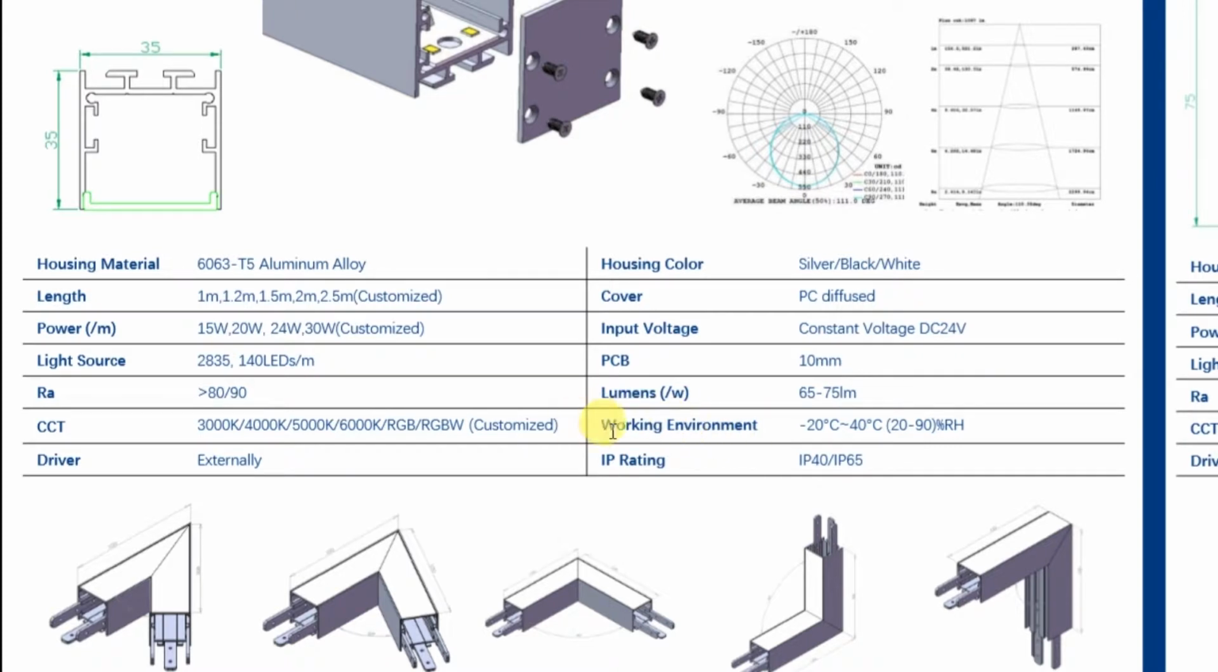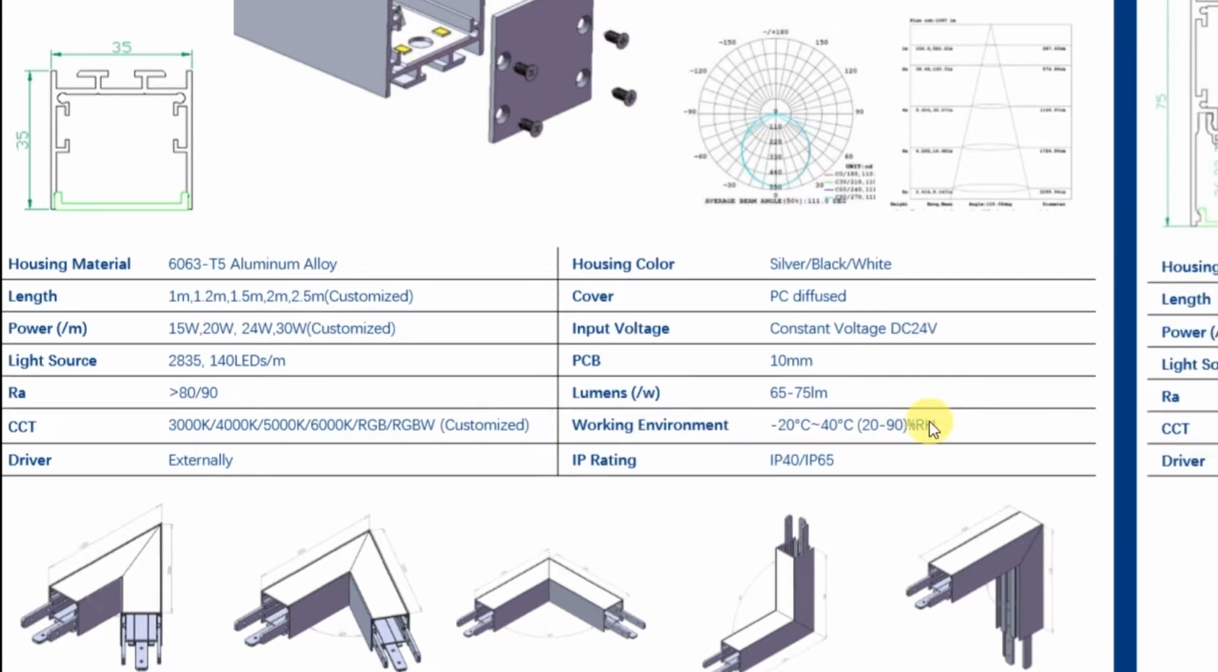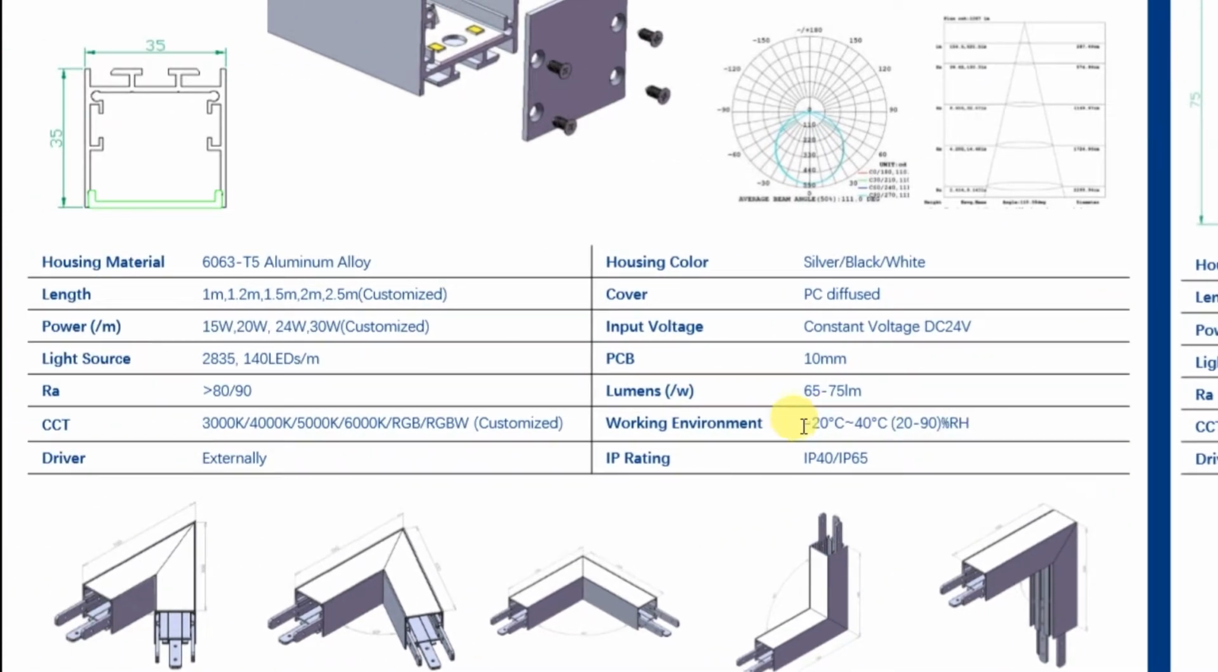And the working environment, this is the working temperature. Suppose minus 20 degree to 40 degree Celsius. For a hot country where the average temperature is 25 or 30 degree Celsius, the light can be operated.